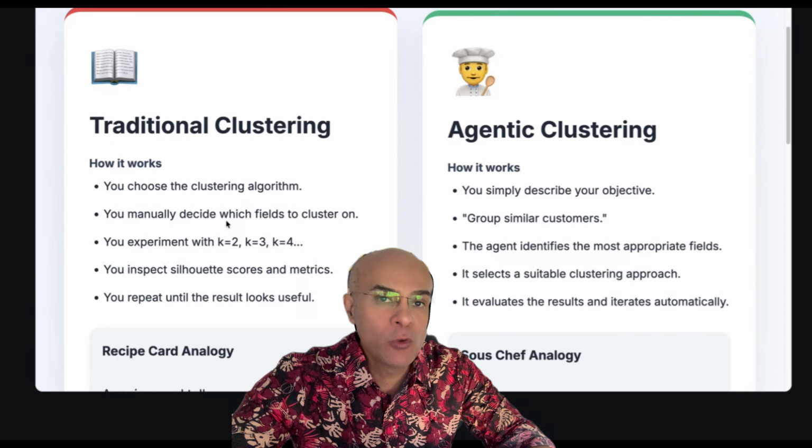You also manually decide what fields are required. You experiment with different clusters. Then you inspect the silhouette or matrix accuracy scores, and then you repeat this process until the results look useful.